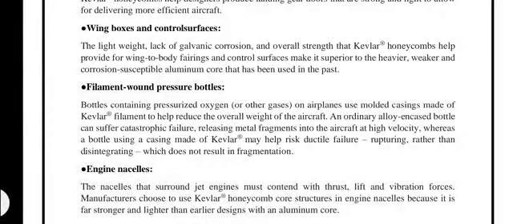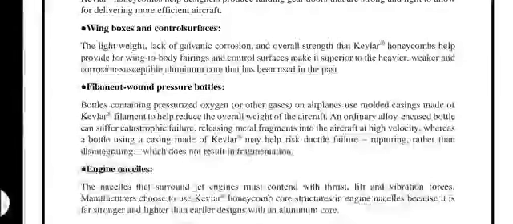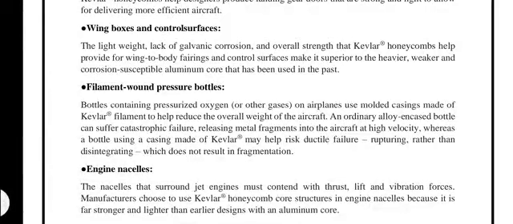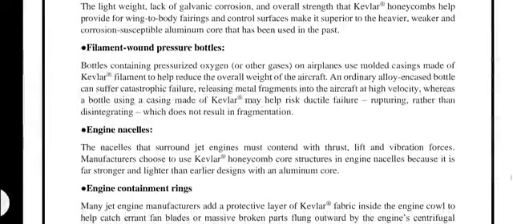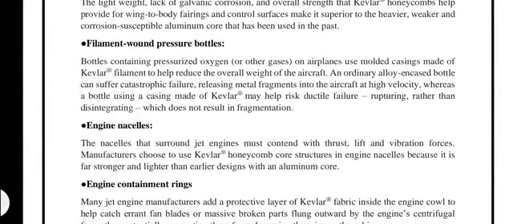The light weight, lack of galvanic corrosion, and overall strength that Kevlar honeycombs help provide for wing-to-body fairings and control surfaces make it superior to the heavier, weaker, and corrosion-susceptible aluminum core that has been used in the past.